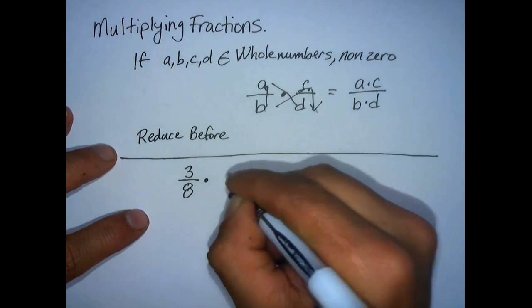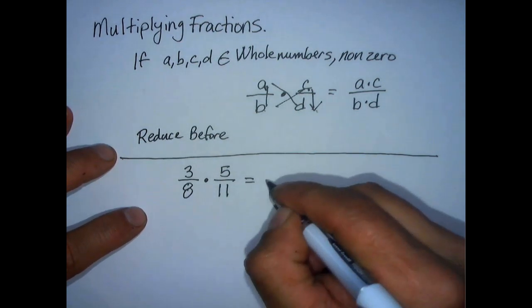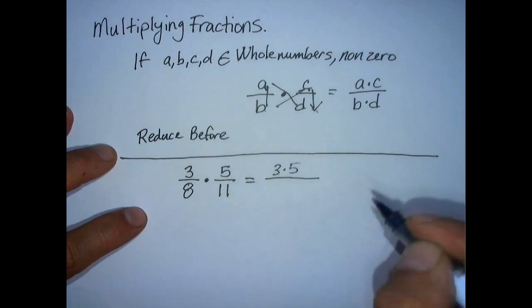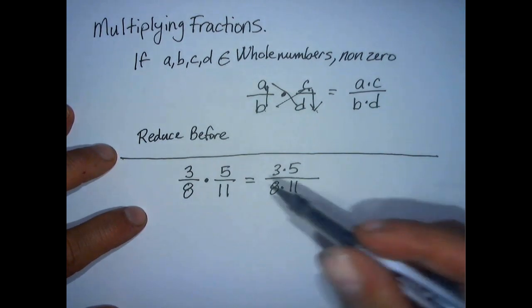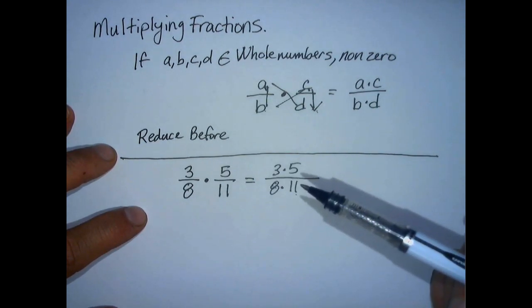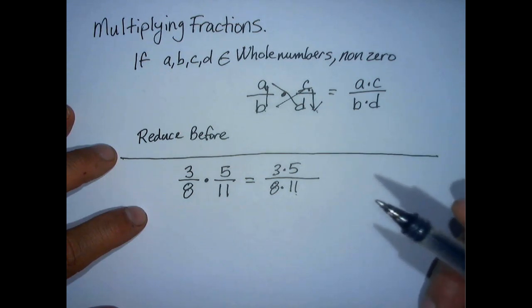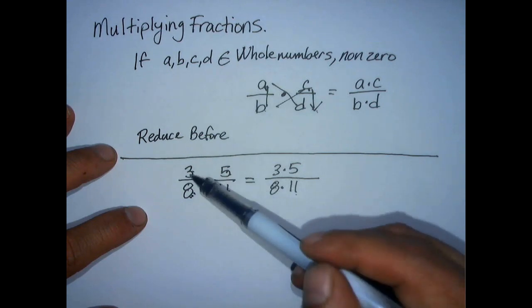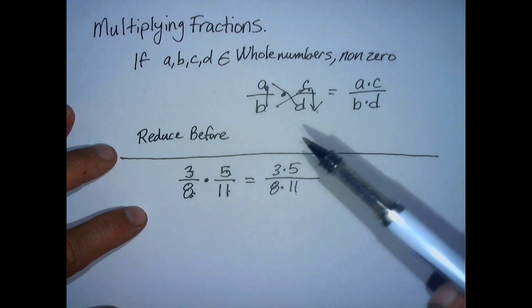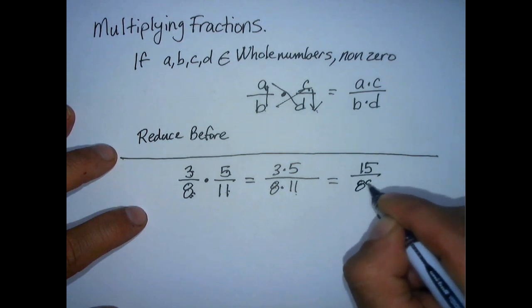3/8 times 5/11. Okay, so we multiply across the top, 3 times 5, and then on the bottom we have 8 times 11. None of these numbers can be reduced. Right. Because they are what's called coprime. Coprime means they share no common primes. Look, the only prime that comes out of 8 is 2. 3 and 2 aren't the same. 5 and 2 aren't the same. 5 and 11 aren't the same. 3 and 11. These are all prime. So they're called coprime. Now multiply what's left. 3 times 5 is 15. And 8 times 11 is 88. And that's our answer.